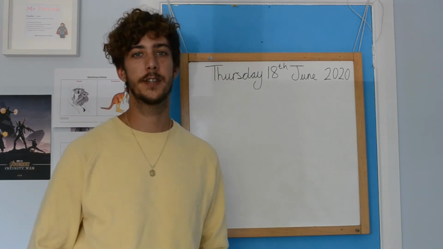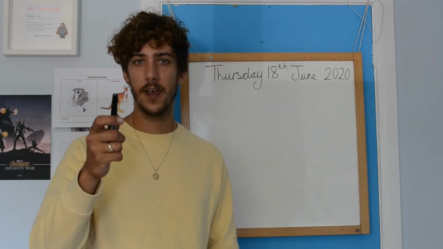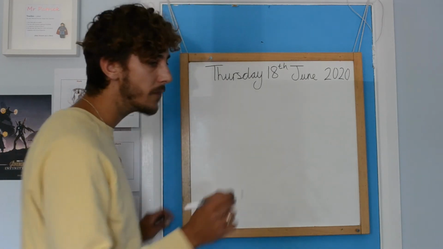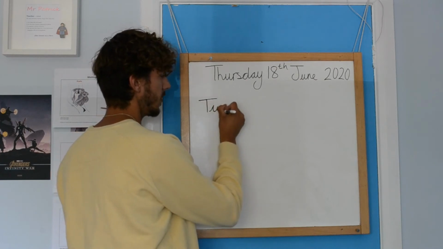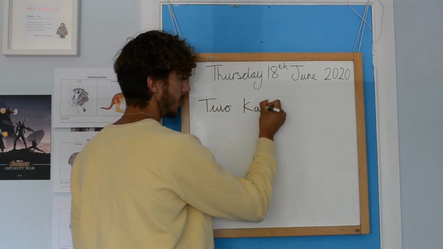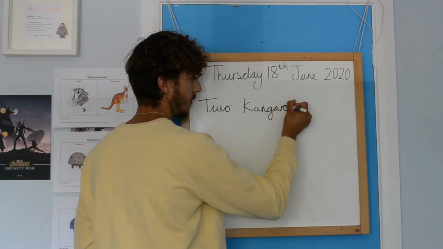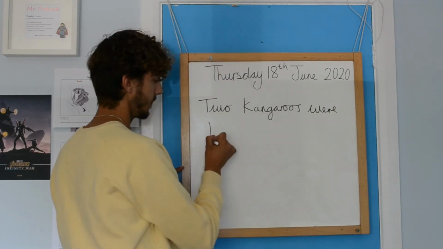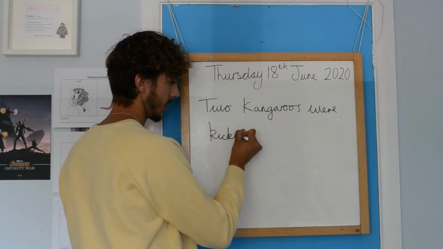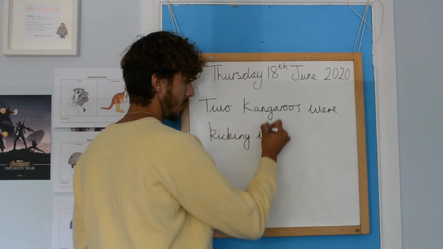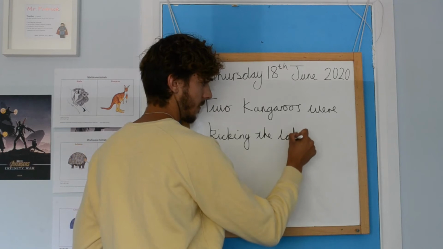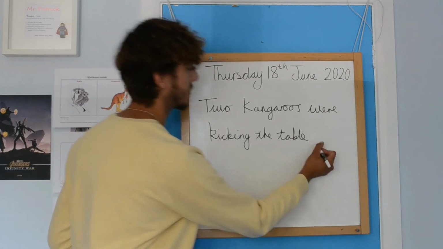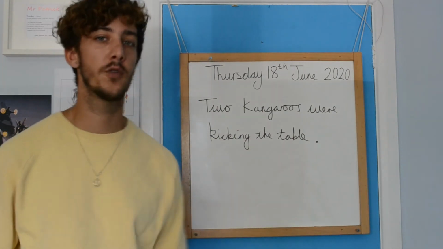Alright, I'm now going to write a different sentence and I want you to have a think while I'm writing it whether the sentence I'm writing is in the simple past tense or the past progressive tense. Okay, so I'm going to write two kangaroos were kicking the table. Cool. What have I missed from that sentence? Full stop. Cool. Alright, so is that in the simple past tense or the past progressive tense?